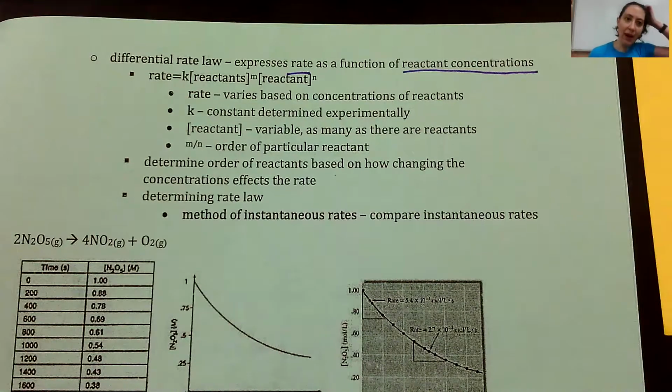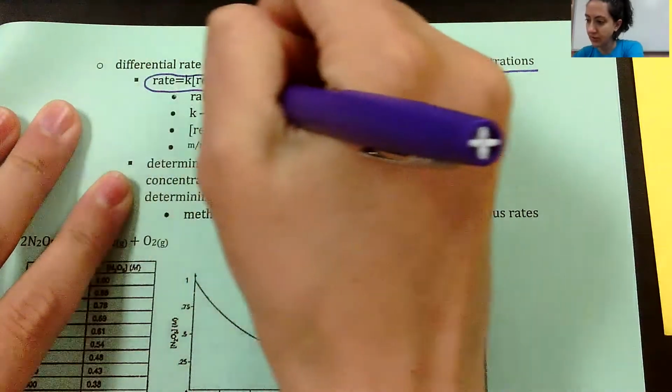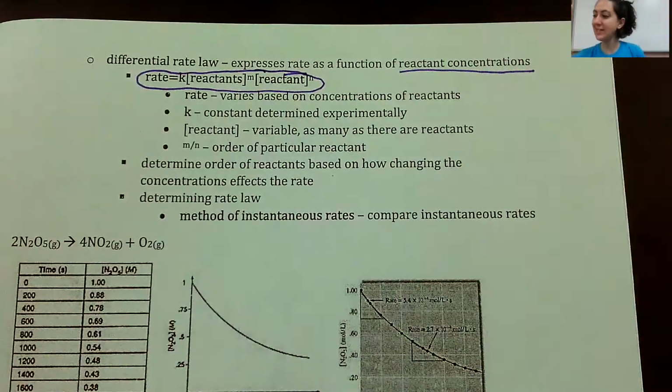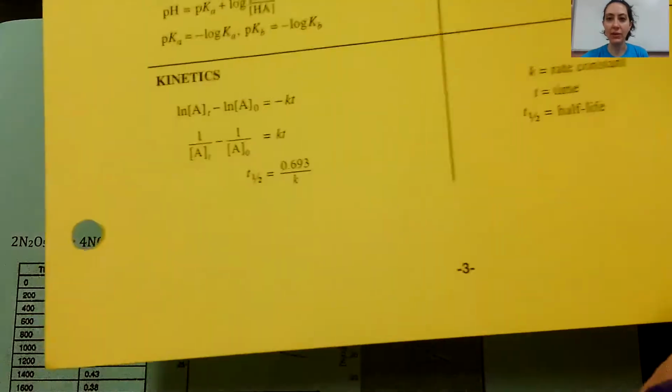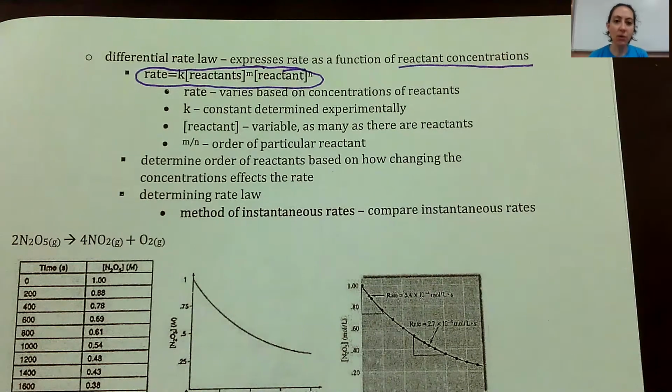So in order to figure out the differential rate law, and generally speaking in chemistry, when we ask for rate laws, I want this one. This is very important, this general kind of format. This is not on your yellow sheet, so it's just something you have to know, but you'll get used to it.